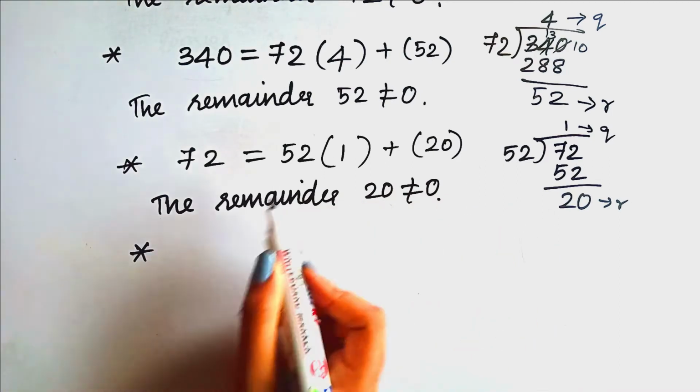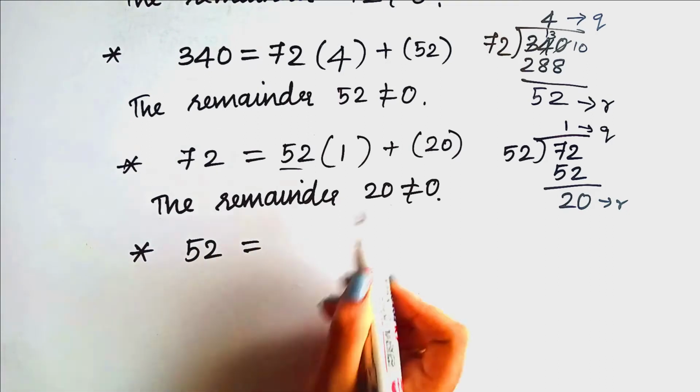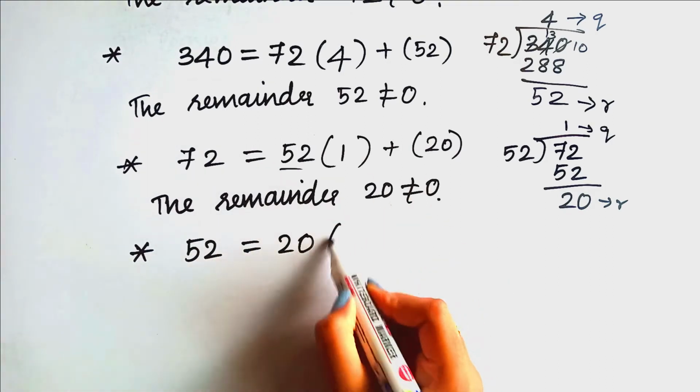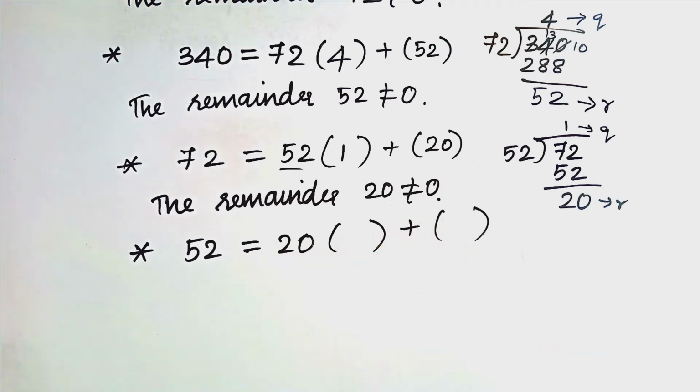And then the next thing is, here we got 52, right? So now let's substitute 52 here and the remainder is 20, and we have to find the quotient plus we have to find the remainder. So now let's divide.